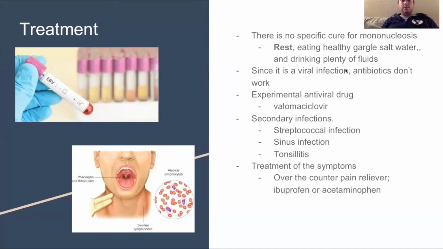Northwestern University School of Medicine is conducting experiments with a drug called valomaciclovir. They are starting to see that this drug is effective in helping people who are suffering from mononucleosis recover faster and have less of the virus in their mouth. There are some secondary infections that can come from mononucleosis. These include streptococcal infections, sinus infections, and tonsillitis. To treat some of the symptoms, a person can take over-the-counter pain relievers such as ibuprofen and acetaminophen.